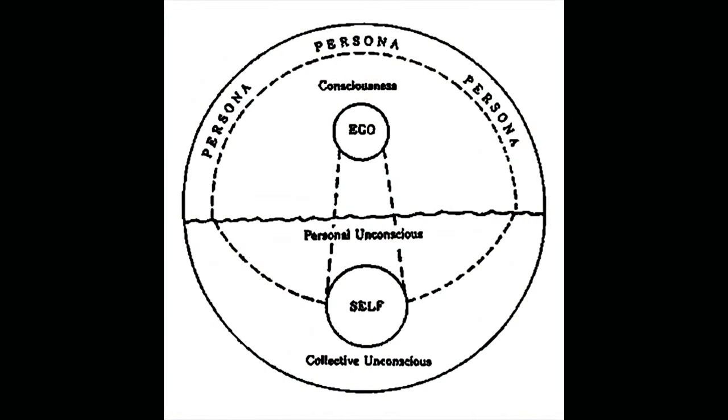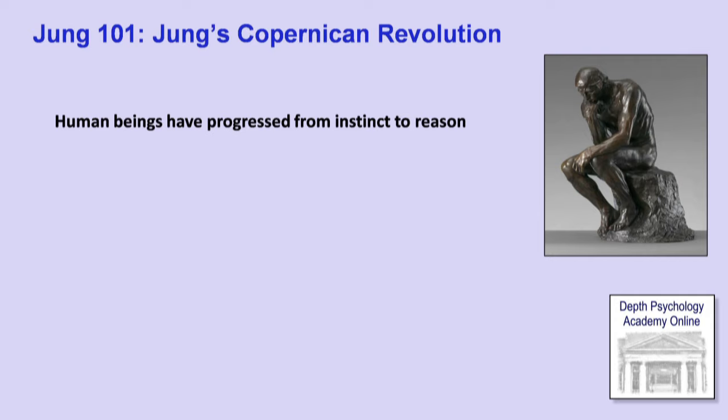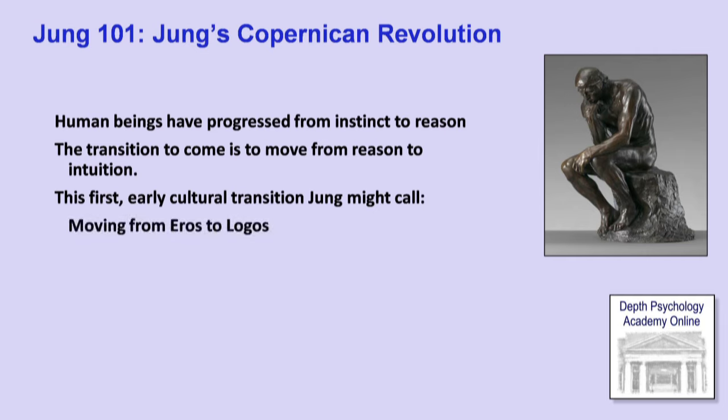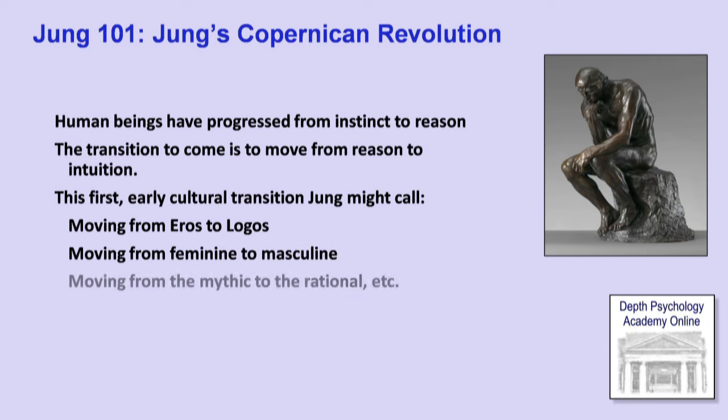Well, culturally, it's been said that up to the period of the Enlightenment, human beings have progressed from instinct to reason, and that now, in the period we're in, the transition to come is to move from reason, rationality, to intuition. Now, this does not mean a rejection of rationality or a rejection of rational thought. Rather, it is a higher order of reason that Jung is proposing. Jung referred to this original cultural shift, the first transition that I'm calling from instinct to reason, as eros to logos, with many different terms: feminine to masculine, from the mythic to the rational. Any of these descriptions is accurate to a certain extent.